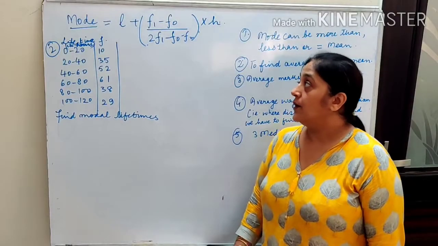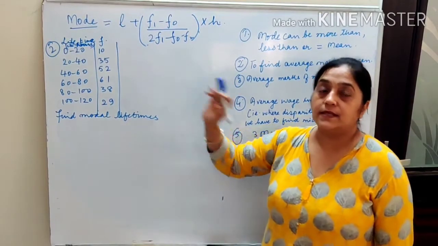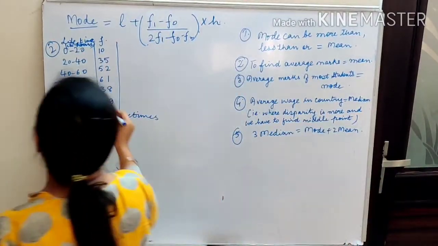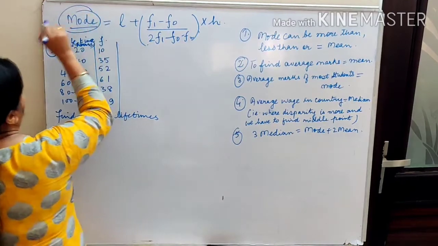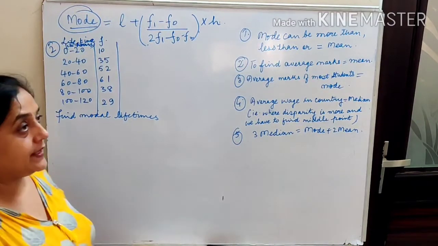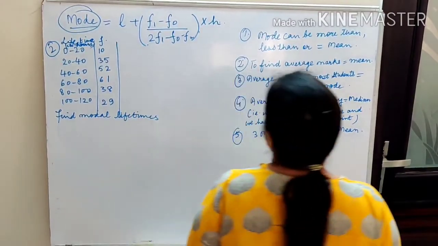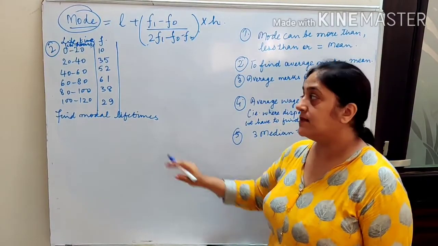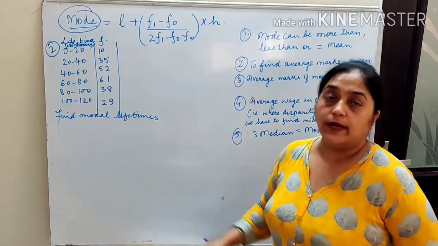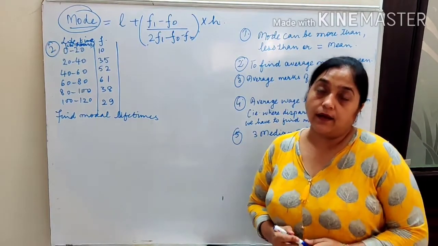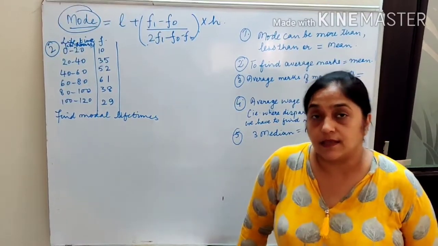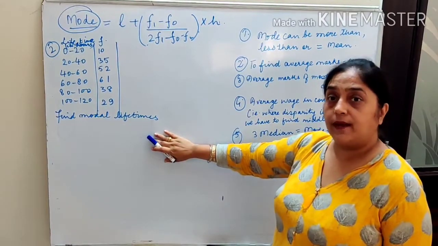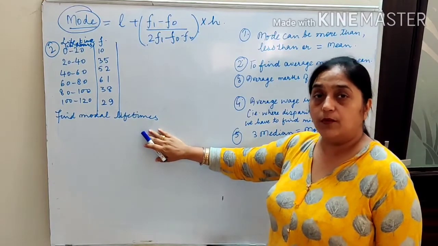Hello students. Today in the class we'll be studying the last measure of central tendency in your syllabus, which is called mode. Earlier we have already discussed mean and median, and the third central tendency we are going to discuss is mode. How to calculate mode from raw data you have already done in the first lecture. Today we are taking up grouped data and we are going to find the mode.